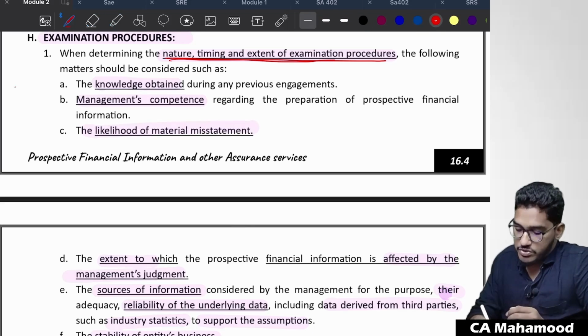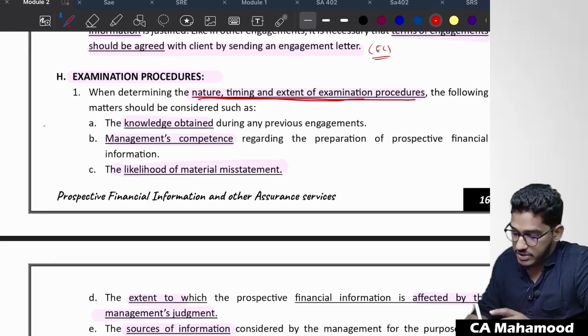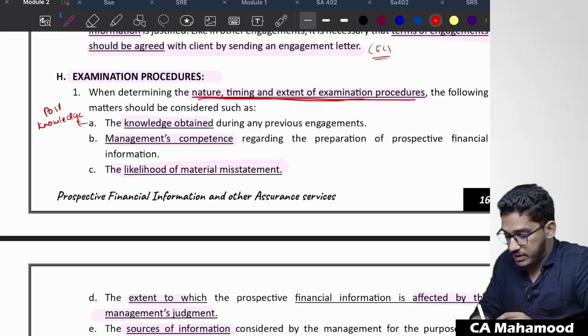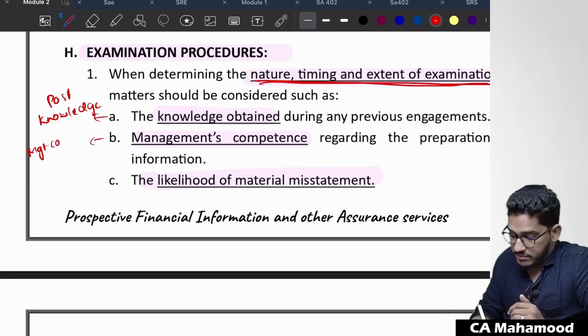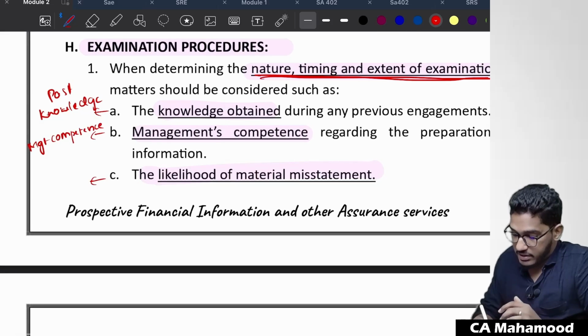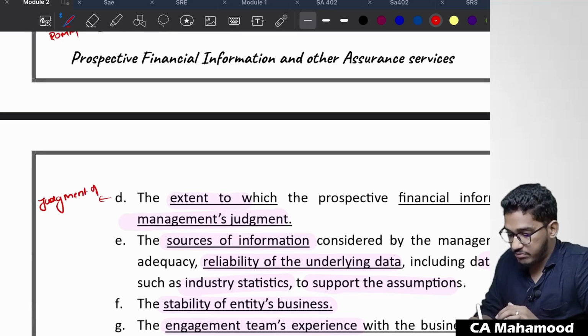So what are the factors you are required to consider? I'm writing it for the sake of your quick revision. First one, past knowledge you can use for the purpose of deciding on nature, timing, and extent of audit procedures. Number two, you have to check management competence, management capabilities. Number three, risk of material misstatement. Number four, judgment of management.